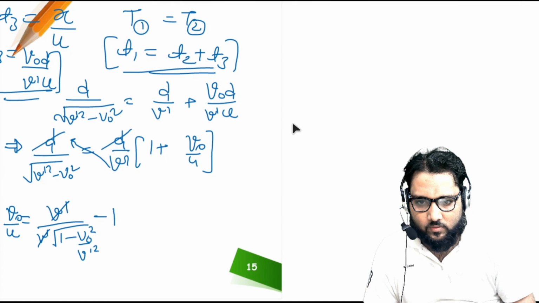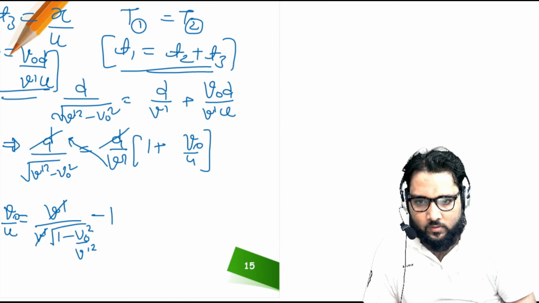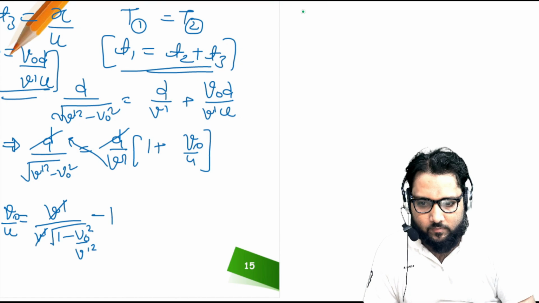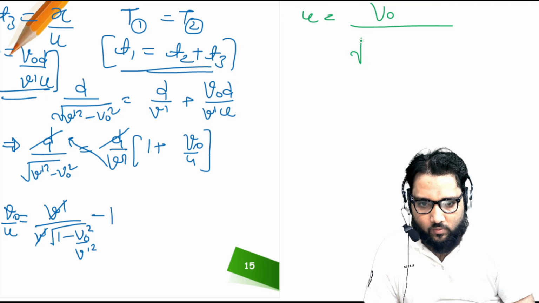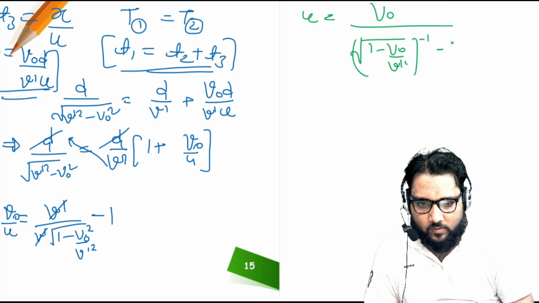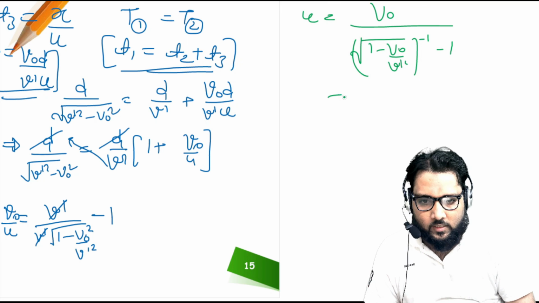Look at this expression very carefully. I'm taking u equals v naught upon, and I'm writing this portion in this way: under root 1 minus v naught square upon v dash square, this whole power minus 1, and then minus 1. Is it okay, guys? Now we know the value of v naught.